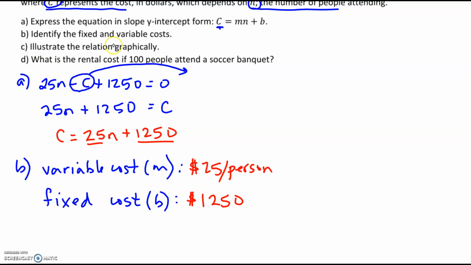Okay, C says to illustrate the relation graphically. So this is where I'm going to pause the video, and I'm going to finish the rest of the question in the next video.